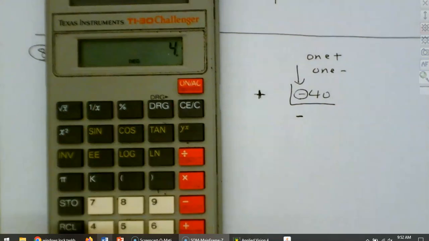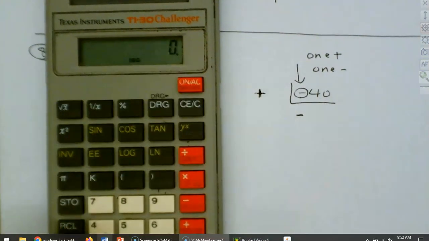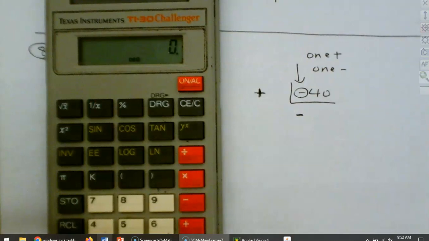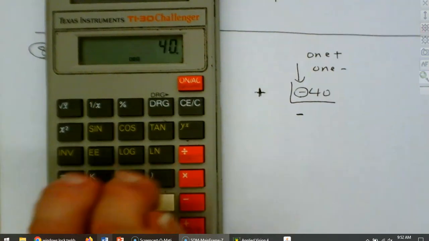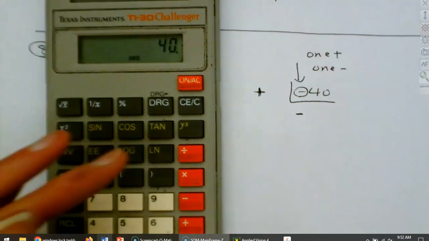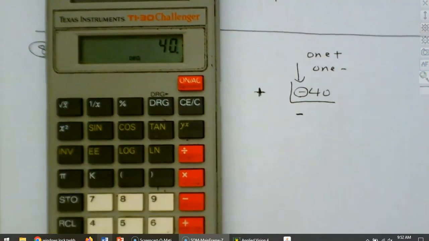Let's try 15. 15 doesn't go in there. How about 20? 20 doesn't work, right? Because it's too big. So now let's start looking around. Let's try a 12. 12 doesn't go in there. It's just trial and error. Once you get good at these, it doesn't take long to figure them out.